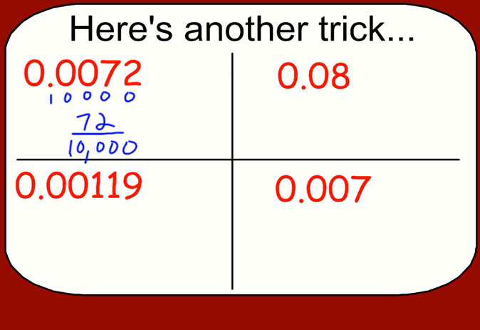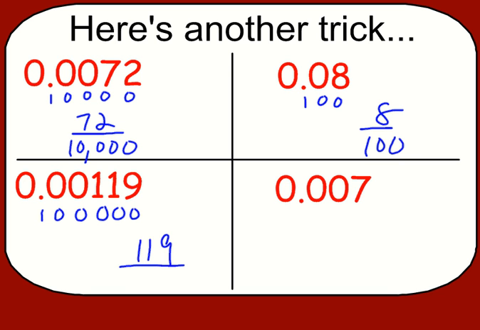Again, I put a 1 under the decimal point, zeros under the numbers. This is 8 hundredths. I'm going to put a 1 under the decimal point, zeros under the numbers. This would be 119 hundred thousandths.